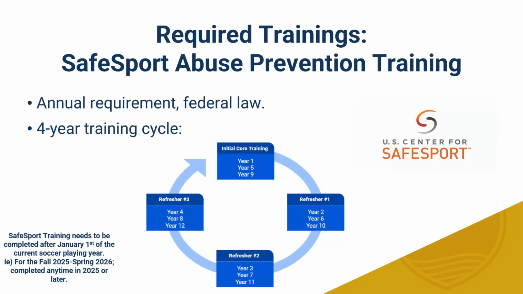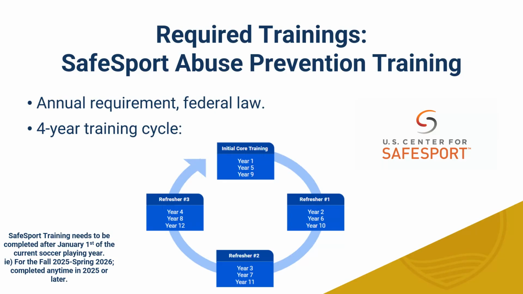Next, we'll talk about the required trainings. Safe Sport Abuse Prevention Training is required by federal law and is an annual requirement that must be completed prior to participating in any Mass Youth Soccer sanctioned events. Your Safe Sport training must be taken after January 1st of the year that the current soccer year takes place and prior to participation in that registration year. So for example, for the fall 2025, spring 2026 season, you need to take it sometime after January 1st, 2025.